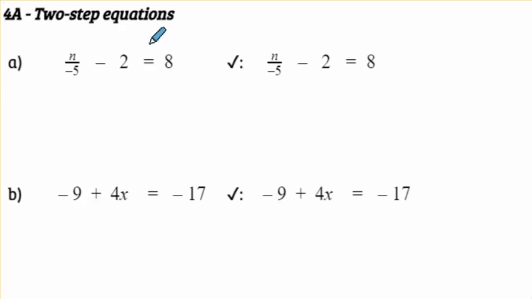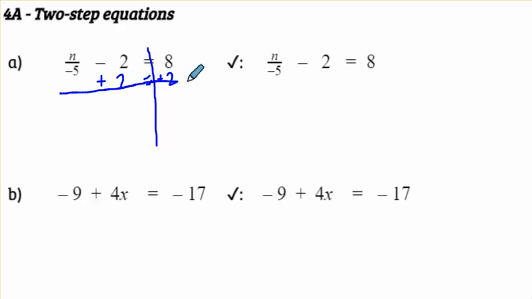For problem A, we draw our river and we're looking at the side that has the variable. We have a Klingon of -5 and we have a lonely guy of 2. And so let's get rid of the lonely guy first. The way that we get subtraction out of the way is we add. So we add 2 to both sides.